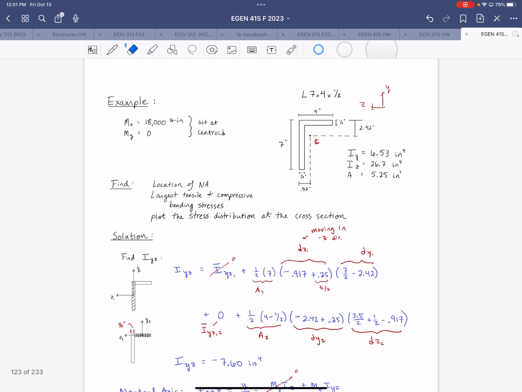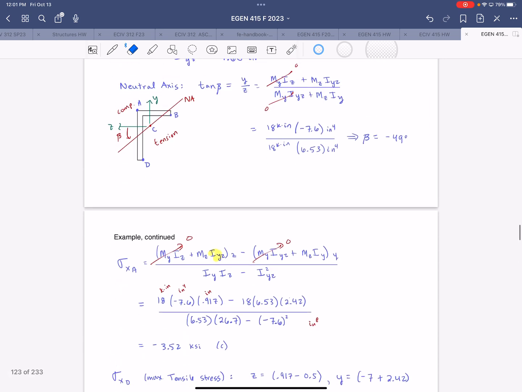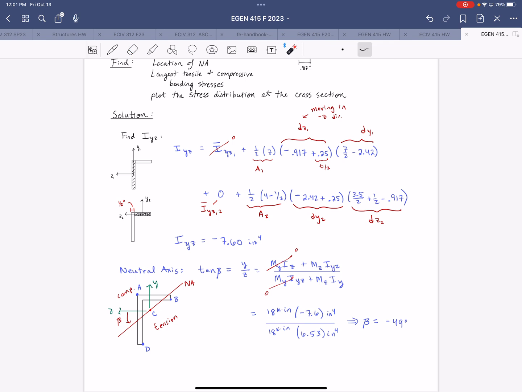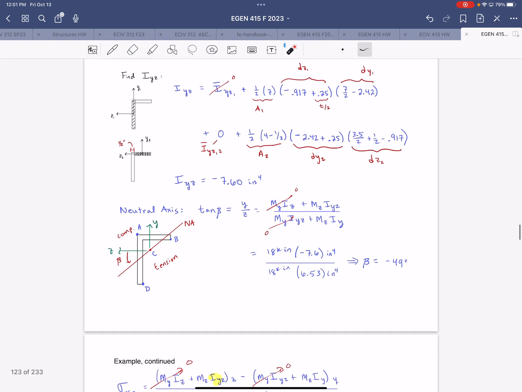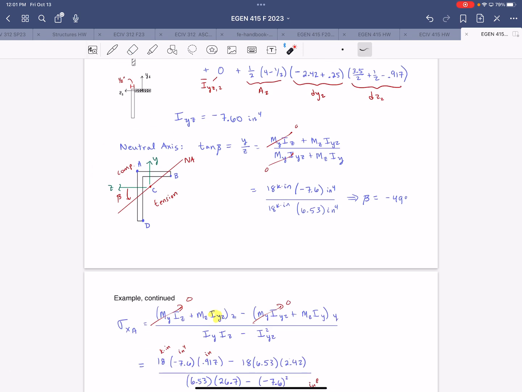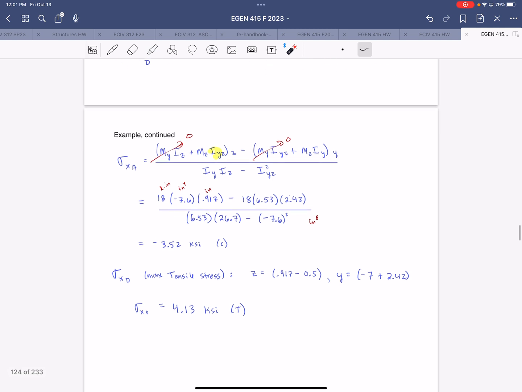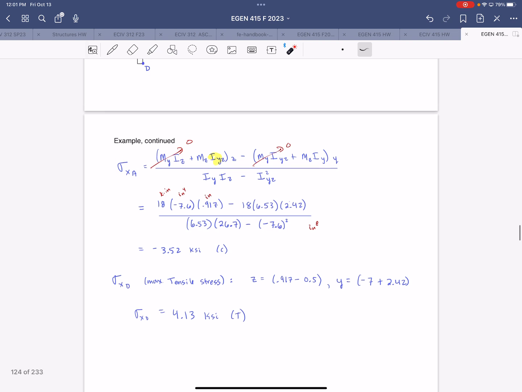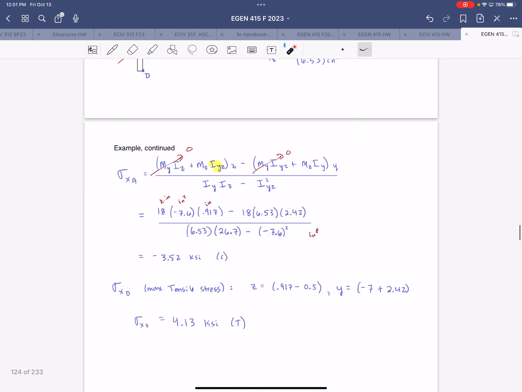Last time we did this example looking at this unsymmetric cross section, which is just an angle section, and found the product moment of inertia for that section. And then knowing that with the other geometric properties, we could calculate the location of the neutral axis with respect to the YZ axes. And then calculate also the maximum tensile and compressive stresses on the cross section.